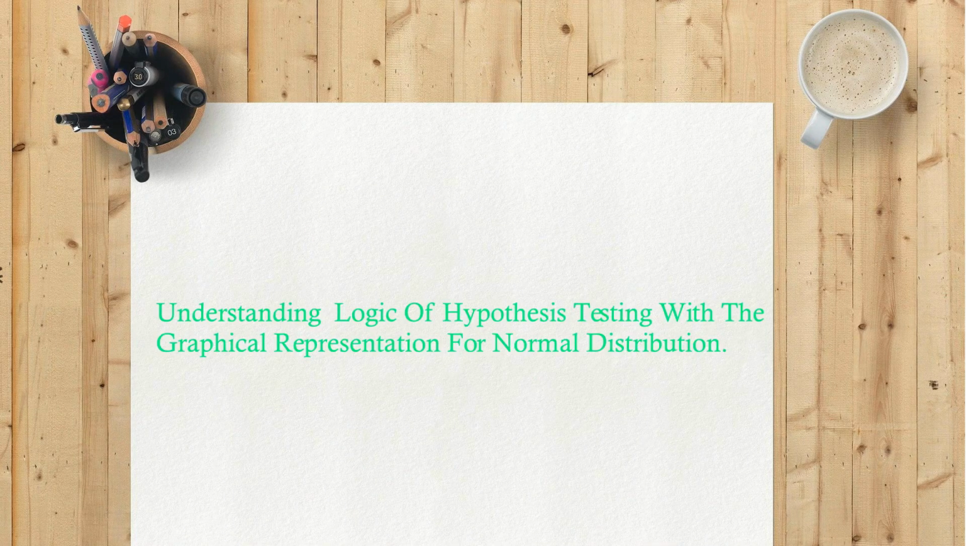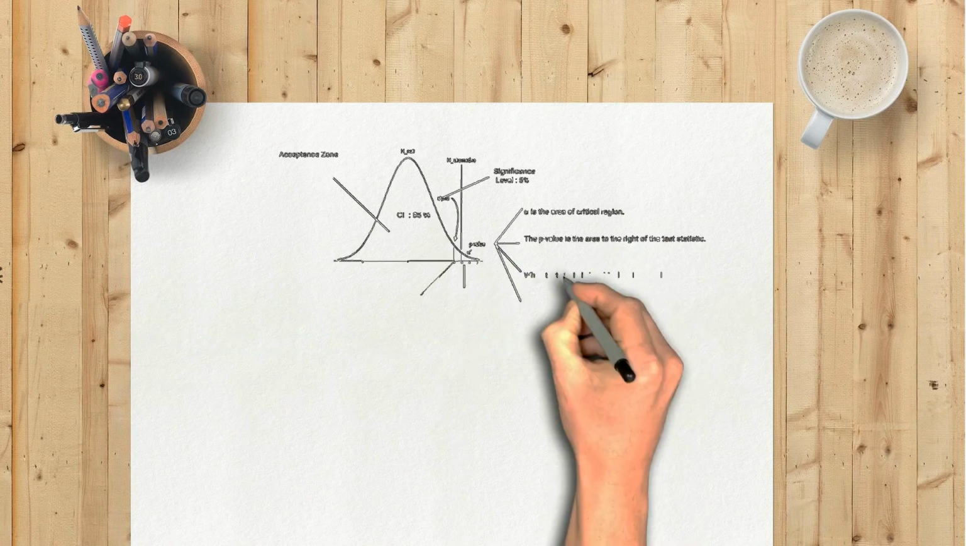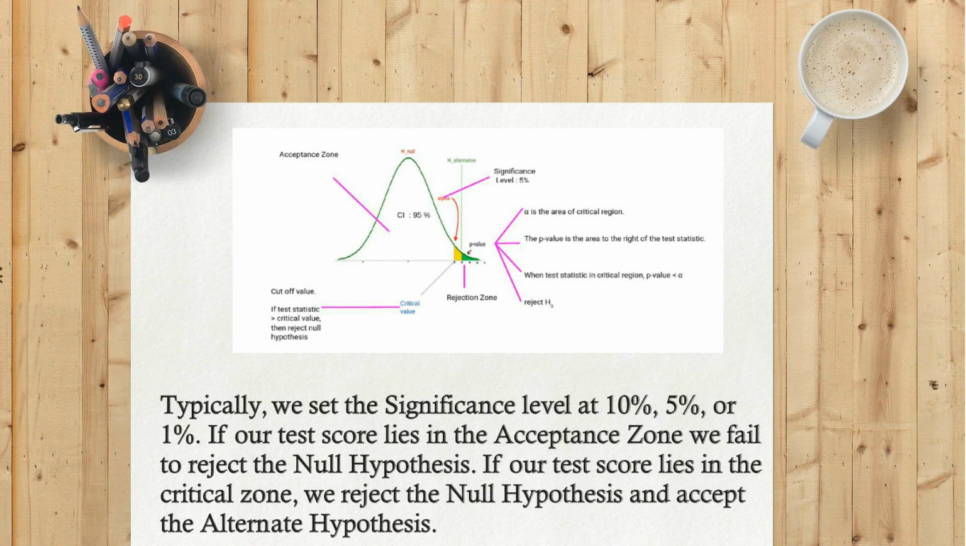Understanding the logic of hypothesis testing, with the graphical representation for normal distribution. Typically, we set the significance level at 10%, 5%, or 1%. If our test score lies in the acceptance zone, we fail to reject the null hypothesis. If our test score lies in the critical zone, we reject the null hypothesis, and accept the alternate hypothesis.